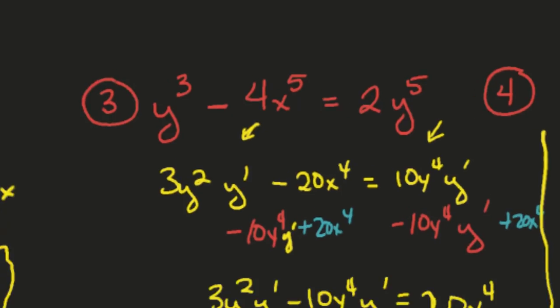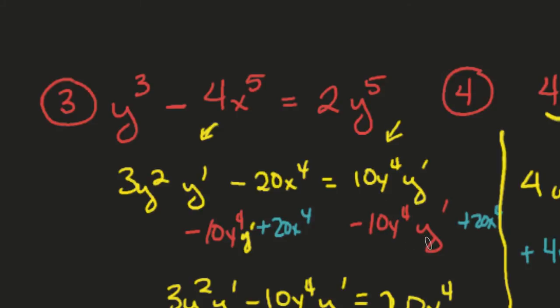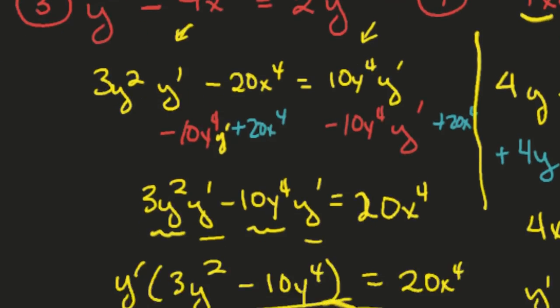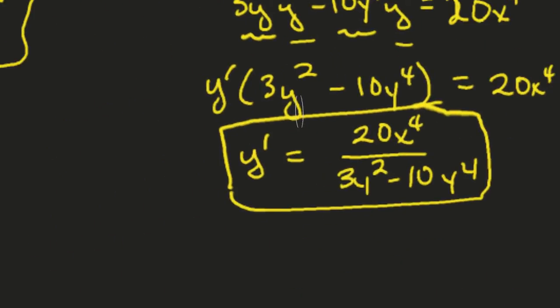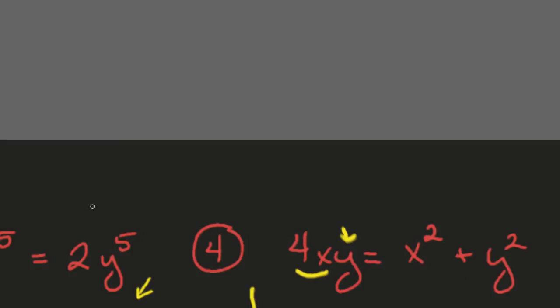So in order to achieve that goal, you have to subtract this 10y to the 4th y prime on both sides, and then add the 20x to the 4th on both sides. When you do that, you get this. The y prime is common. Factor it out. Take this over y prime. I'll tell you what's left behind. It's just going to be the things in front with the little squiggly lines underneath. Then divide both sides by what's not y prime, so all of that, and there's your answer. Okay? Hopefully you're getting the hang of these.